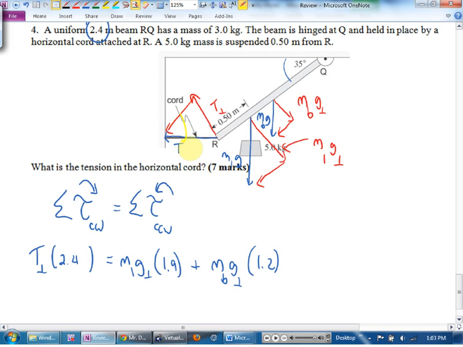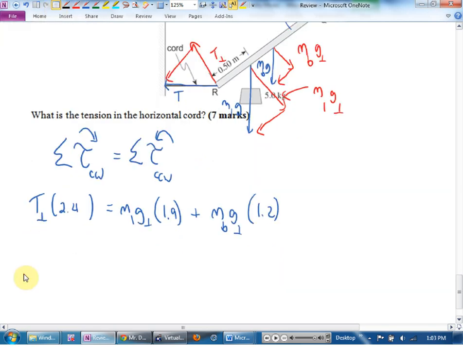Then we come to circular motion, gravitation. What kind of questions can you expect?